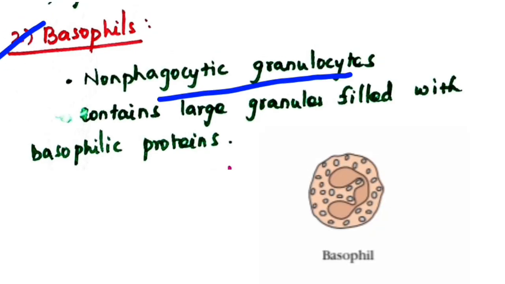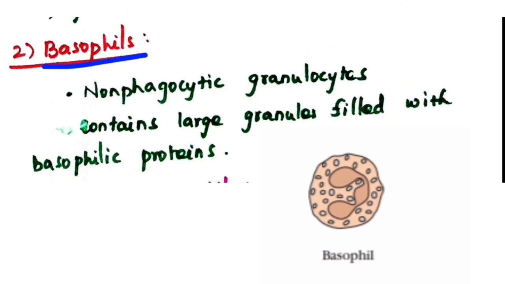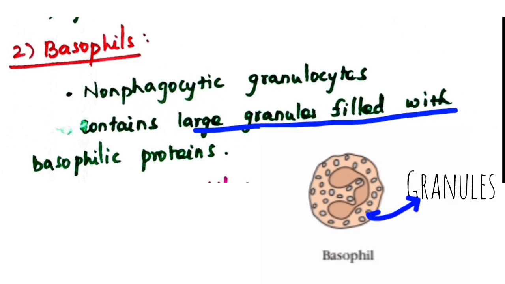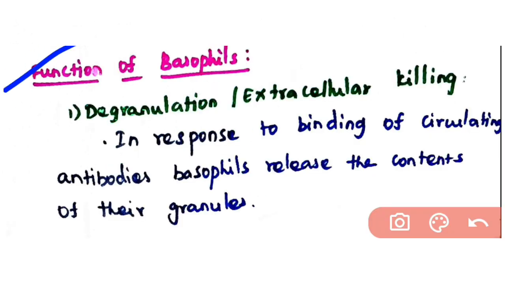The next one is basophils. Basophils are non-phagocytic granulocytes. Basophils won't kill the pathogen by the process of phagocytosis. They are non-phagocytic granulocytes containing large granules filled with basophilic proteins. The functions of basophils are degranulation and extracellular killing. The phagocytosis process is also known as intracellular killing because it engulfs the bacteria or pathogen and kills it inside.